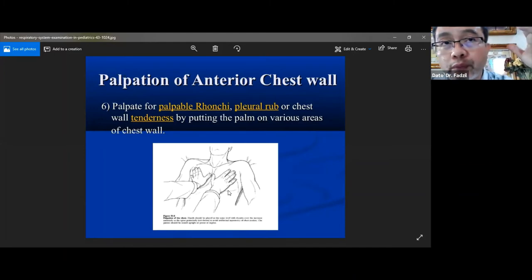Okay, I know sometimes it's not practical to do it in very small children. When you try to put your hand, one palm already covers the whole chest of the baby. So you have to adapt. And not all children are going to let you do this. But you have to know the techniques for how to do it, and if you need to do it, you know how to do it.